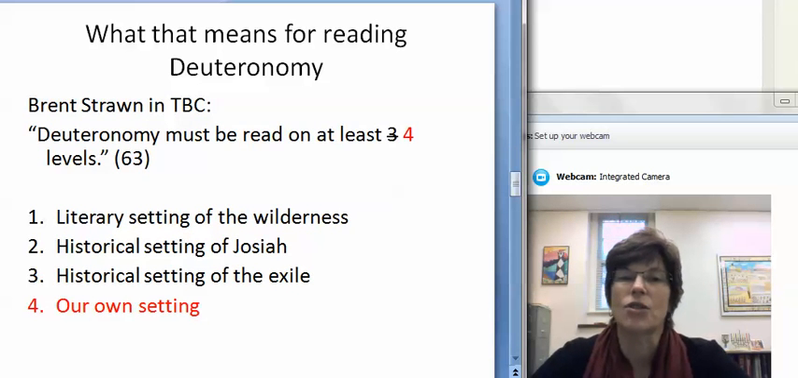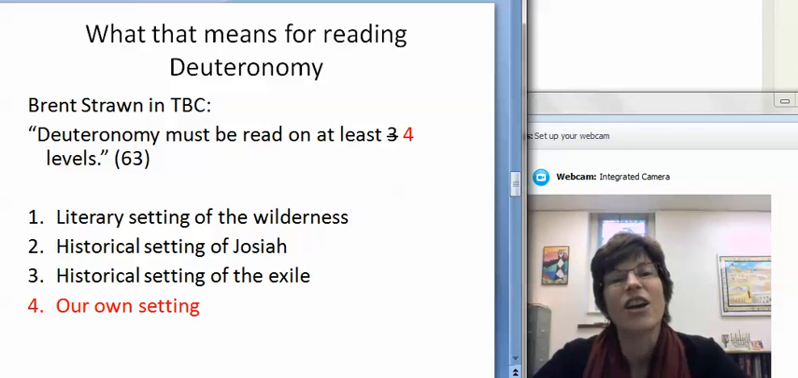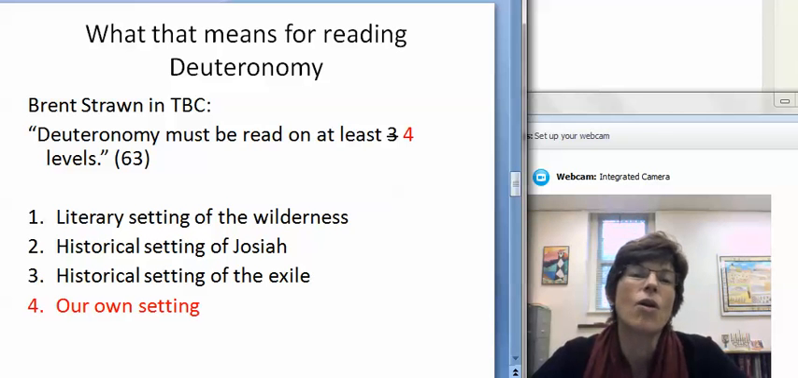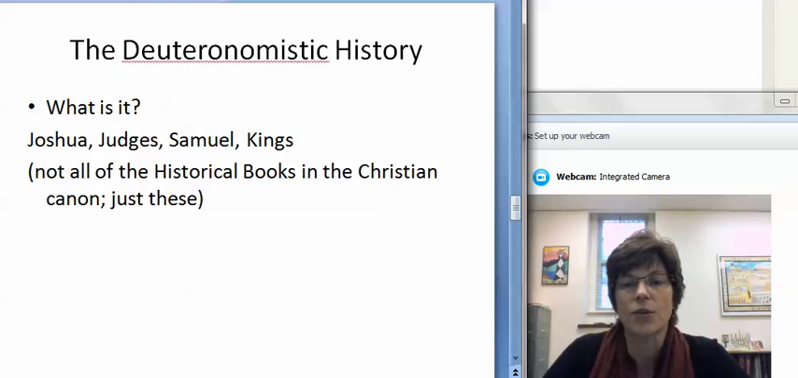I would update Strawn just slightly and suggest that Deuteronomy must always be read on at least four levels: the literary setting of the wilderness, the historical setting of Josiah, the historical setting of the exile, and our own historical setting. As we move forward in the class, we'll begin to pay more and more attention to our own concerns now that we have a good grounding in trying to understand the realities of ancient Israel.